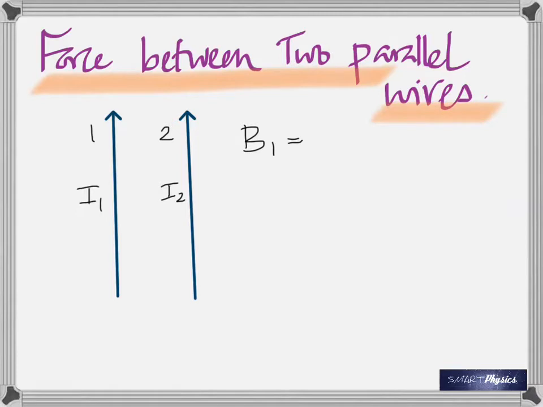Can you give me a formula for that? If the distance between the conductors is D, what's the magnetic field at this point due to the current flowing through this one? Is my question. Wouldn't it be mu naught by 2 pi I1 by D? Mu naught by 2 pi I1 by D. Is that clear enough?